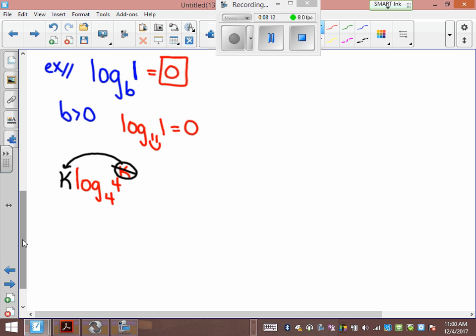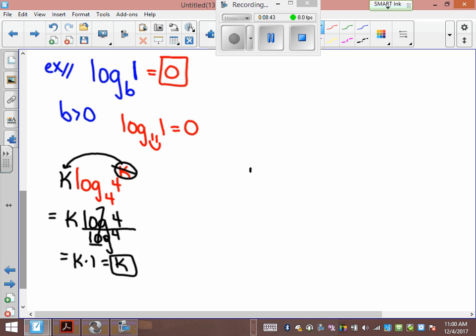After you move it to the front, we have k log base 4 of 4. That's what's left over now, right? What is log base 4 of 4? 1. Because you can say 4 to what power is 4? 1. Or you could do log 4 divided by log 4, and that's 1. So either way, it's going to be k times 1. So it's just k.